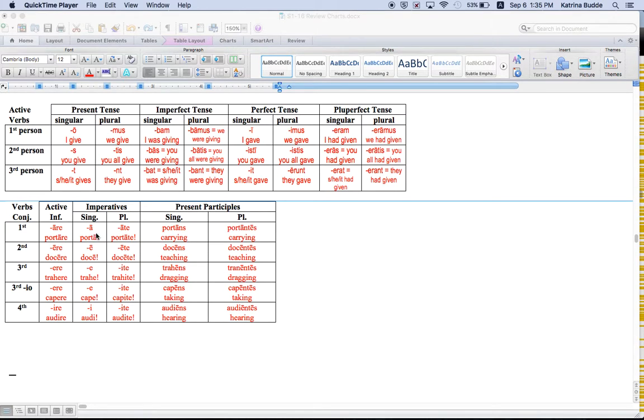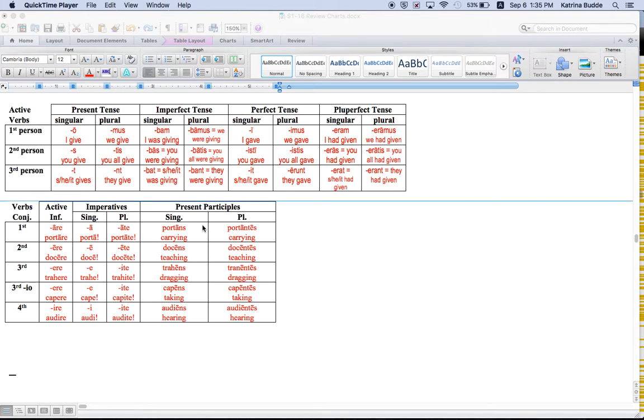For the imperatives, all you do is drop the re, and you have the singular imperative. So this is if you're commanding one person to do something. So porta, carry, doce, teach, trahe, drag, cape, take, audi, listen. If you want to command more than one person to do something, you put a te on the end of the singular. So this would be commanding multiple people to carry. So you all carry, you all teach, you all drag, and so on and so forth.